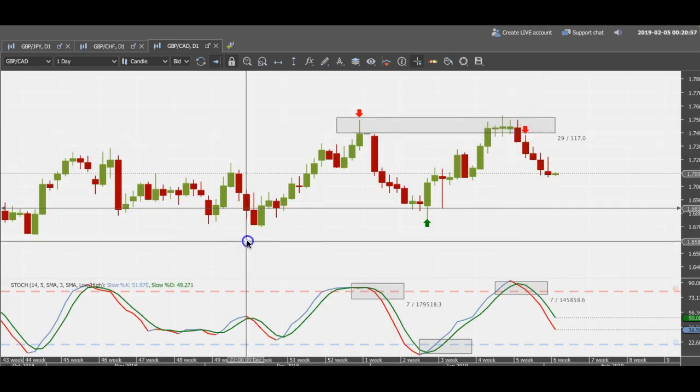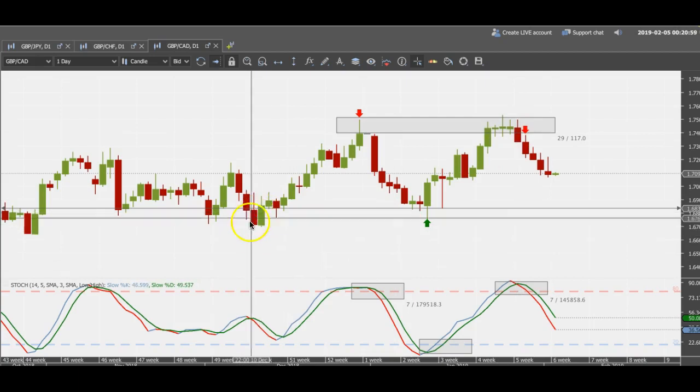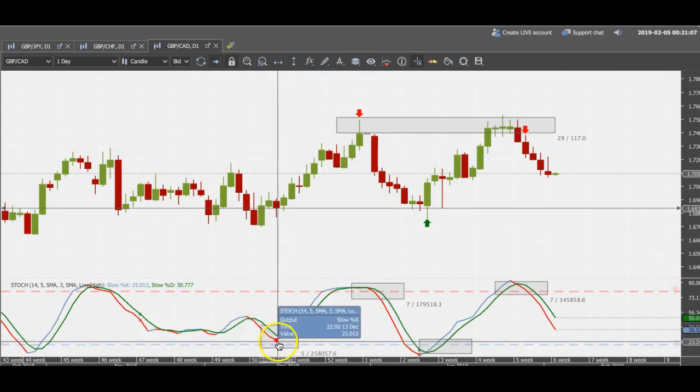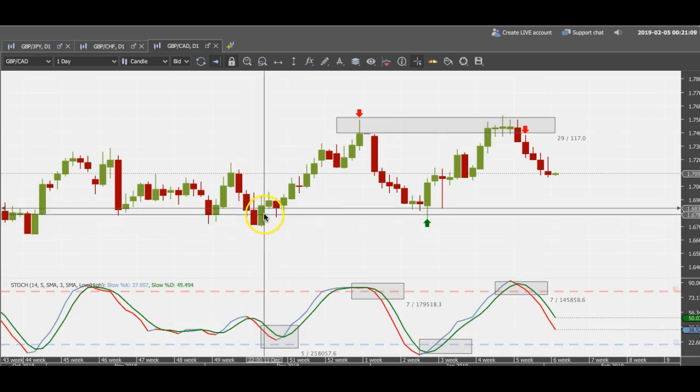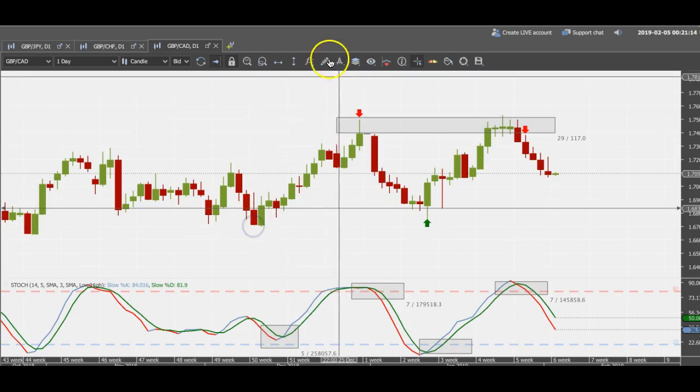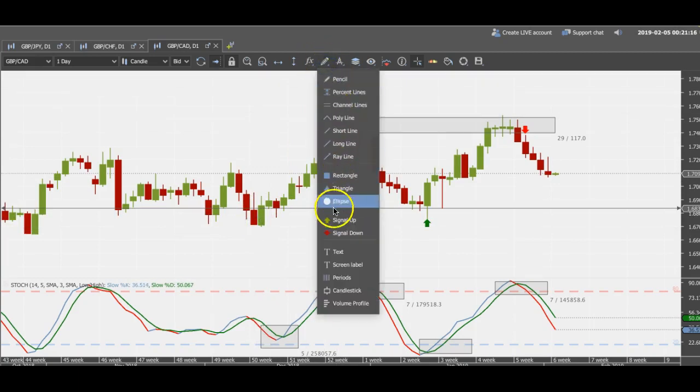Okay. Here's another one. This is what is called, again, a bullish engulfing candle, where the market, again, stochastics is oversold right down around 20, and then this green candle engulfs the previous candle. That's a reversal candlestick pattern.